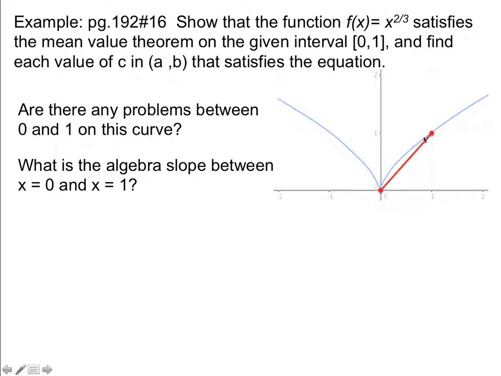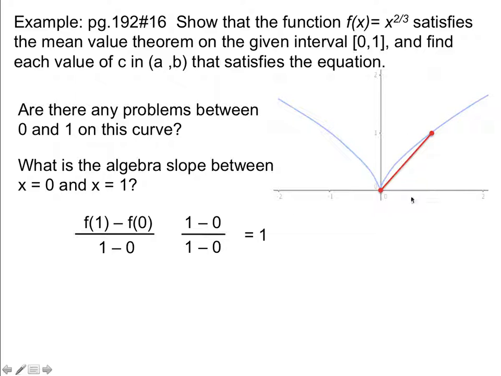So our algebra slope is finding the slope of that line between 0 and 1. So we need the function value at 1 minus the function value at 0 over 1 minus 0. So the function value at 1 is 1. You can read that right off the graph, or you can plug 1 into the function. 1 to the 2/3 power is 1. 0 to the 2/3 power is 0. So this slope is 1.